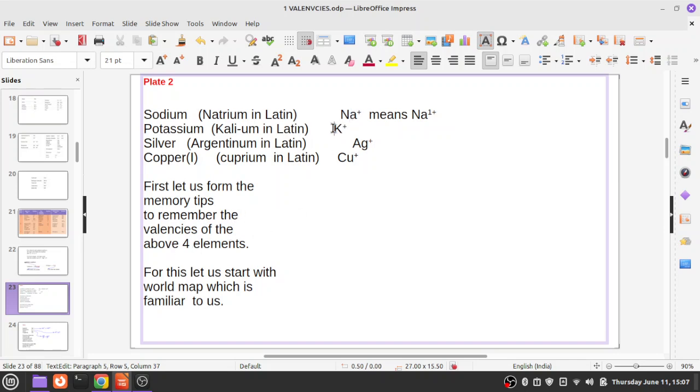So now I have given valencies of 4 elements. Let us try to form a story to remember the valencies of these 4 elements: sodium, potassium, silver, copper. If I ask what is the valency of sodium, you should say Na plus. Potassium, K plus. Silver, Ag plus. Copper 1, Cu plus.